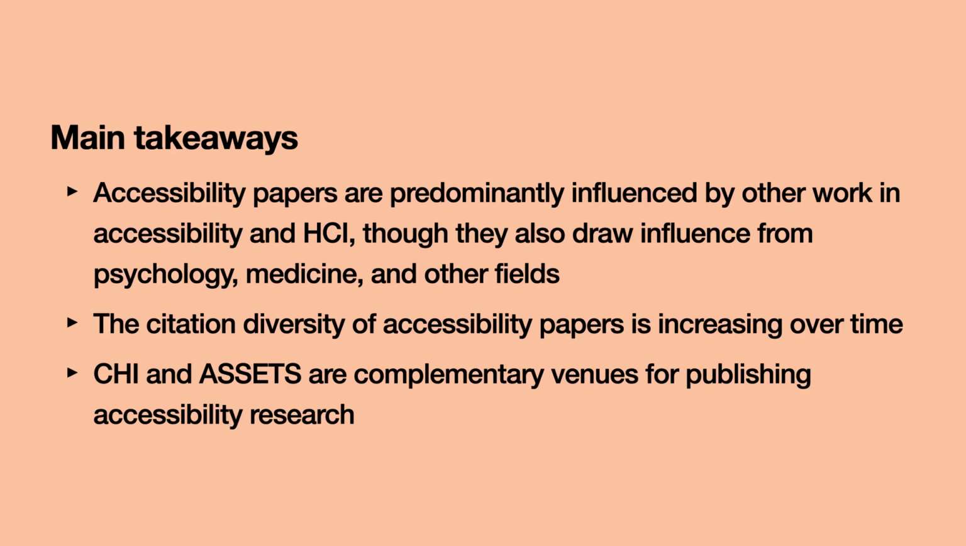CHI is a broader venue that publishes work influencing a greater diversity of other fields, and Assets is a targeted venue with a greater focus on accessibility. Authors will find different benefits from publishing in both venues.